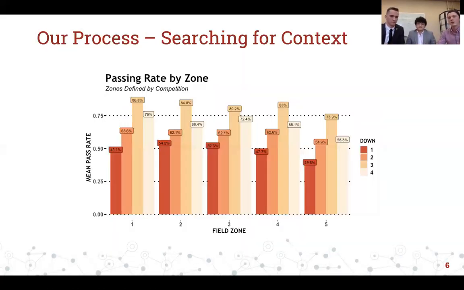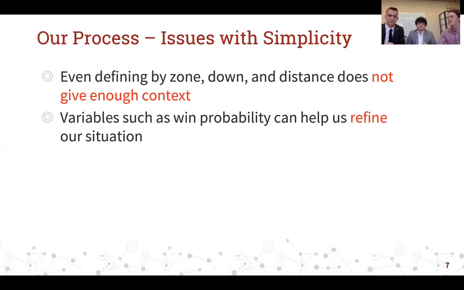So we then go on to passing rate by down, and we can see down has a major effect on the passing rate. You can see first down teams are less likely to pass than on third down. So that was logical to include. Yes. But we didn't want to be too simplistic, as we ran into with our regression model.